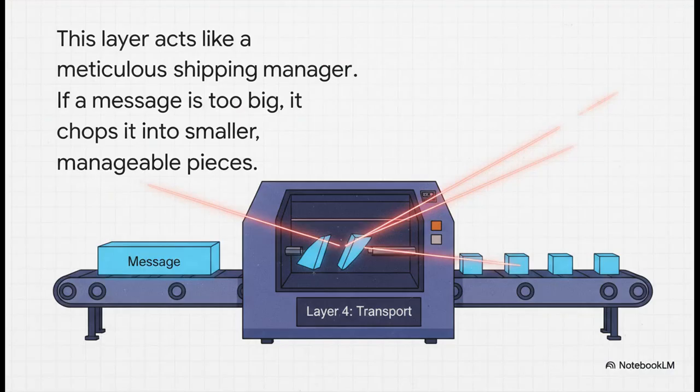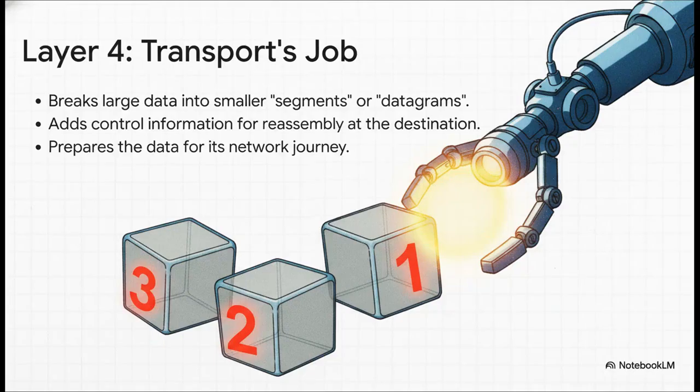All right, first big stop on our assembly line is layer 4, the transport layer. You can think of this layer as the shipping manager. Its job is to look at your message, and if it's too big to send all at once, which it usually is, it just chops it up into smaller, much more manageable chunks. But here's the really clever part. It doesn't just slice up the data randomly. It numbers every single piece.